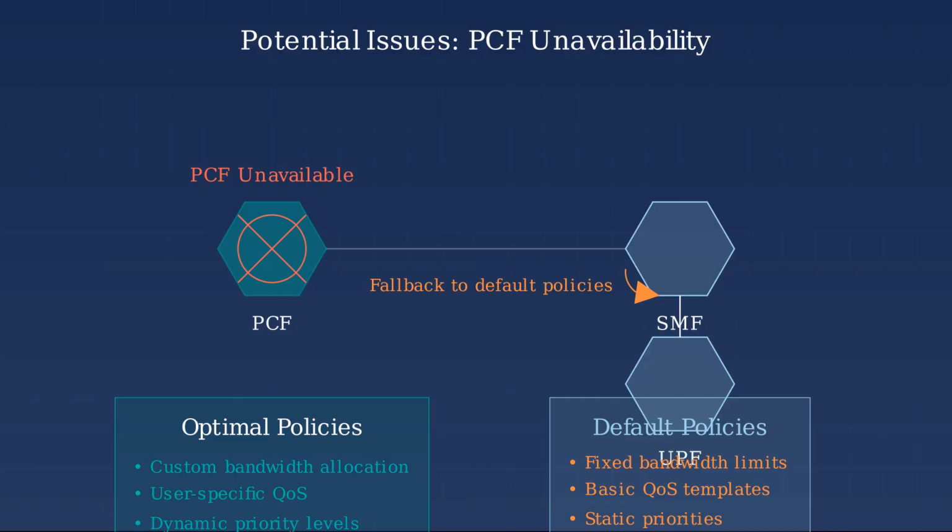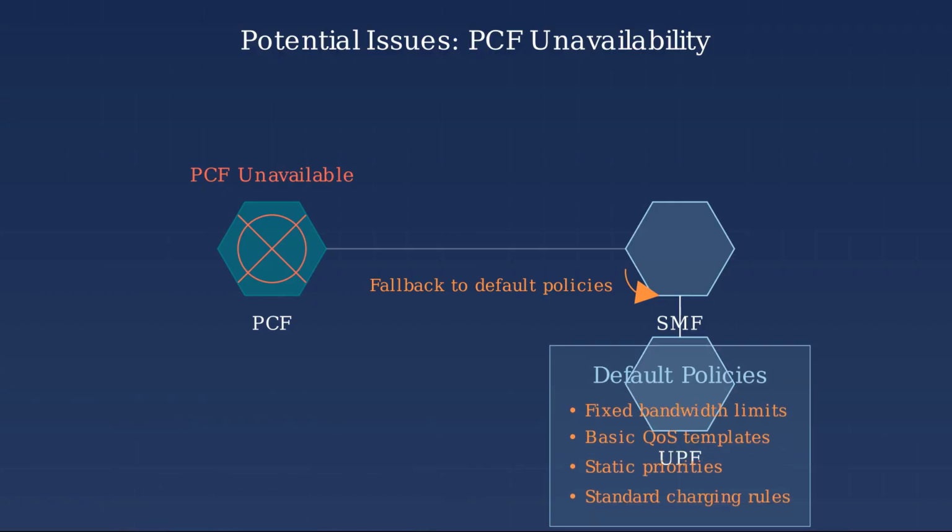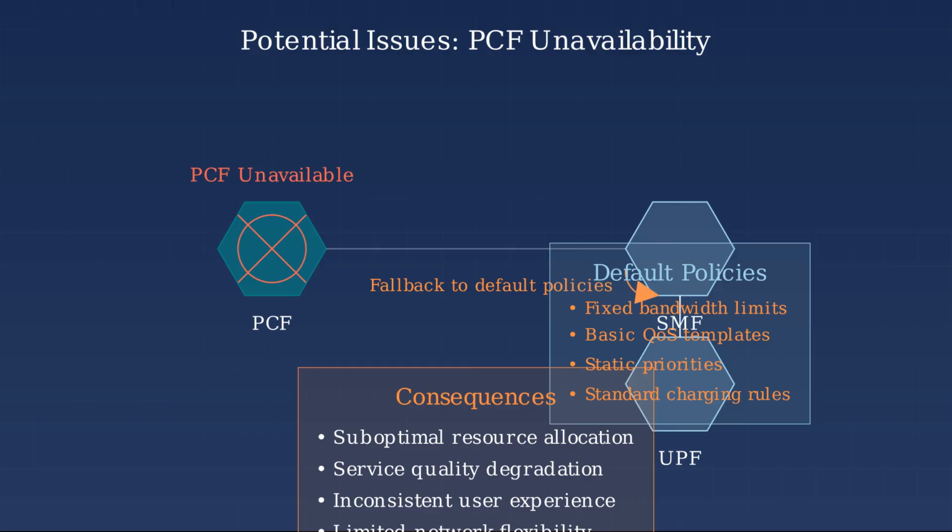When the SMF detects that the PCF is unavailable, it applies default policies stored in its local configuration as a fallback mechanism. While this ensures service continuity, these default policies are typically more generic and less optimized than the tailored policies that the PCF would provide. This can lead to suboptimal resource allocation, where network resources aren't utilized efficiently, and service degradation, potentially affecting user experience until the PCF is restored.